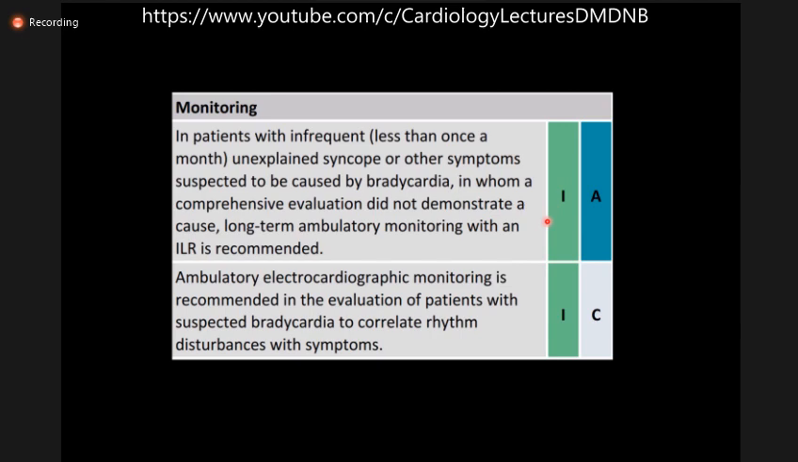Ambulatory monitoring is something which we commonly do in clinical practice, especially in patients in whom we suspect bradycardia, to correlate the rhythm disturbances with the symptoms which the patient has presented with. So again, fairly robust evidence. And again, this is re-emphasizing what is currently being done in clinical practice.